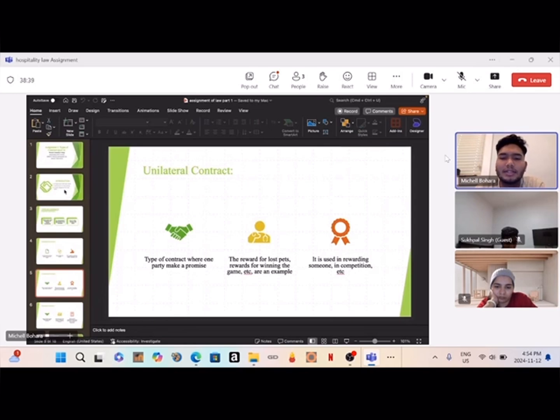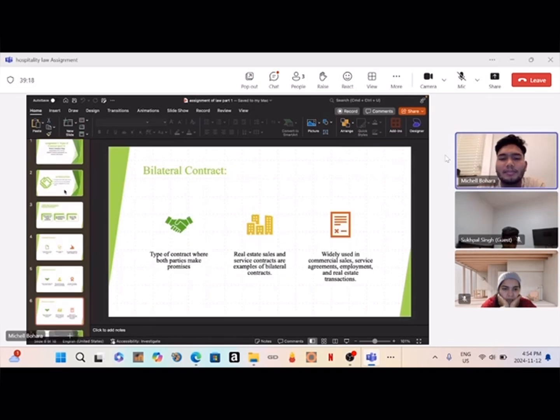Another one is the unilateral contract. A unilateral contract is when one person makes a promise and the other can accept by performing an action. For example, if there is a poster offering a $50 reward for finding a lost pet, we will only get paid if we find and return the lost pet. We will see this in rewards, contests, or special offers where only one side promises something.